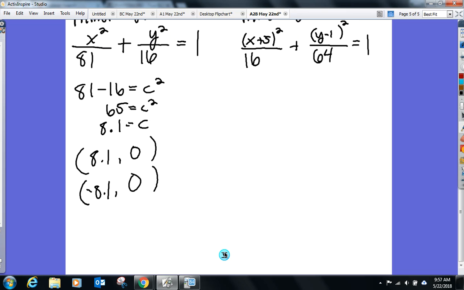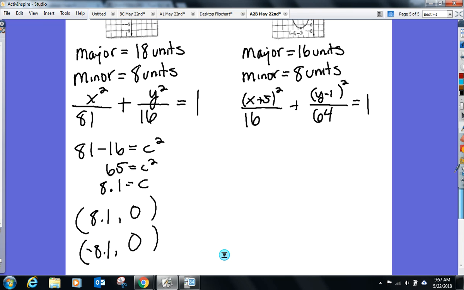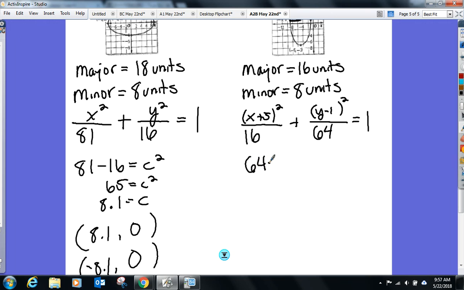Can you find the foci on your own? See what you can do. You got 64 minus 16 equals c squared. Find the c value. Your c value, 6.9.